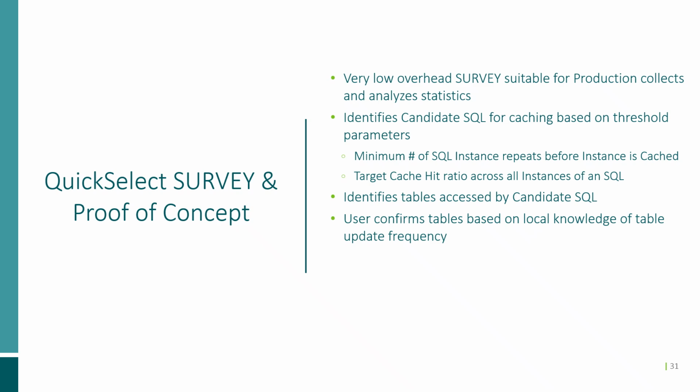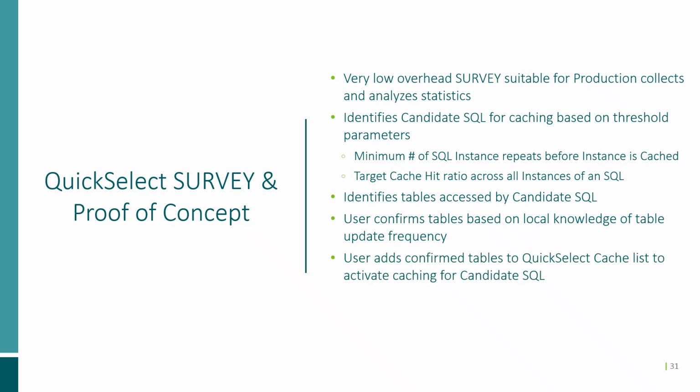The faster the table is updated, the more frequently the table is updated, the more frequently cache will be invalidated. And you do reach a point where the ROI turns upside down. Table doesn't have to be entirely stable, but we do prefer relatively slow update tables. Once those tables have been identified, the user simply adds these tables to a cache list in an ISPF panel, and from there can activate caching for the candidate SQL that derive the result sets from those tables.